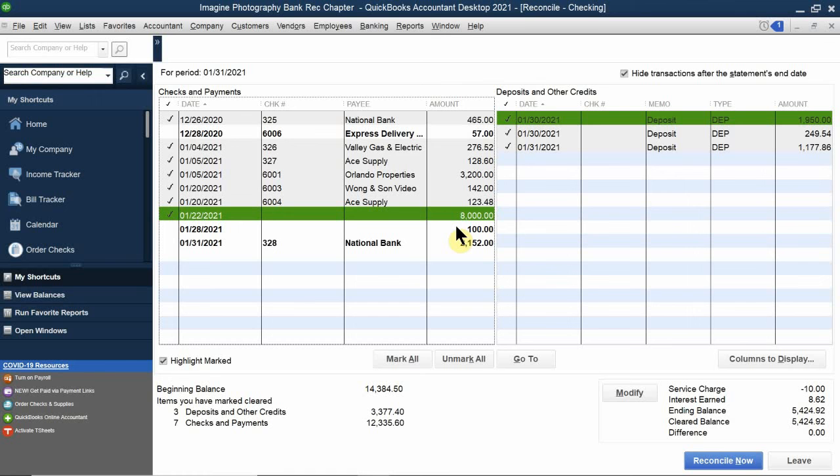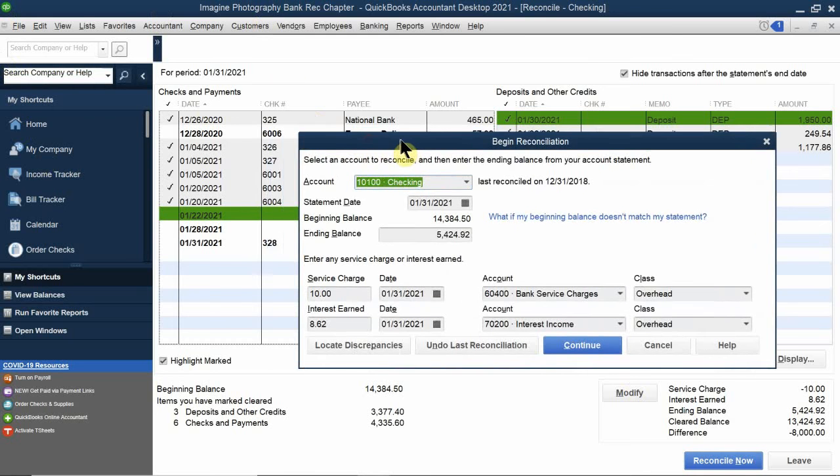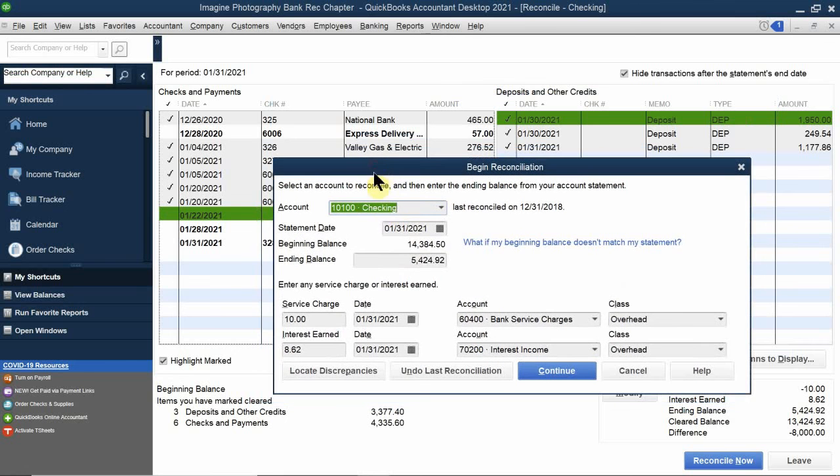Now, let's say nowhere on my bank statement I had this $8,000. Nowhere on my statement, and I can't find this at all anywhere. So what I need to do here is click on modify. What I'm going to modify here is, well, was it because my beginning balance was different? And like I mentioned this, right?